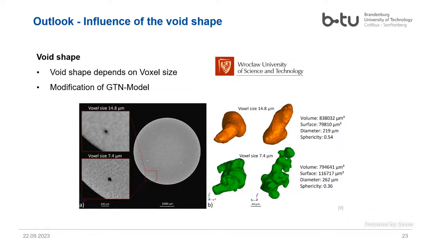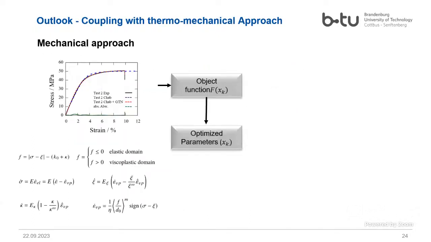And this is very impressive, because when you have a higher resolution of the voxel size of your computer tomograph, then the pores look more non-spherical. And this is an idea we would like to pursue, that we maybe modify the GTN model and also add a shape factor inside. And the second approach we would like to have at the moment: we use only the stress-strain curve as an objective function for determination of the parameters.